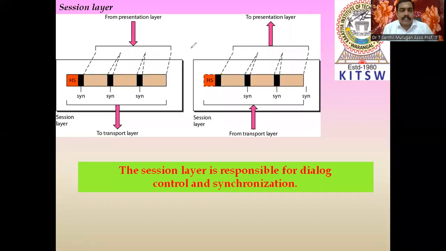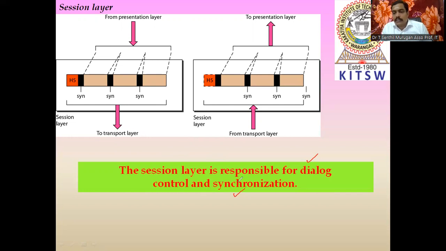The next layer is the session layer. The session layer is responsible for dialogue control and synchronization. What is dialogue control? Dialogue control means allowing two systems to enter into a dialogue whenever they want to communicate. It allows communication between two processes to take place in either half duplex mode or full duplex mode. Here, in WhatsApp, both processes will be allowed to enter.